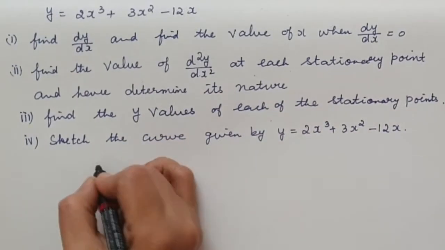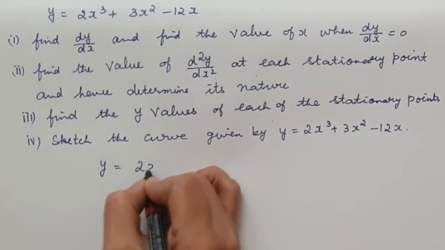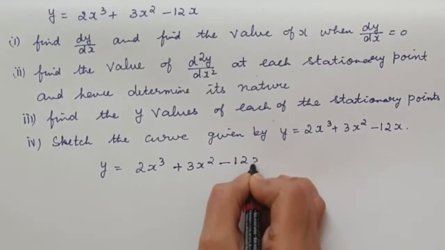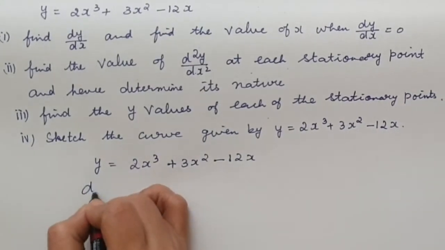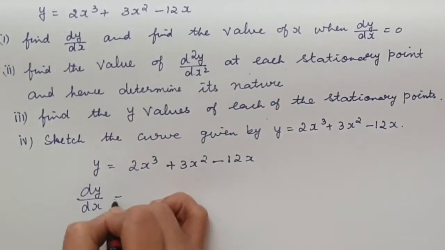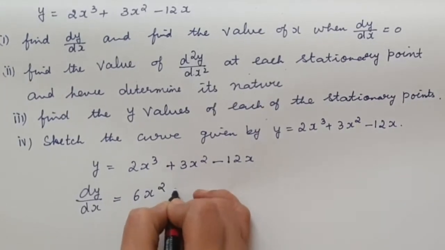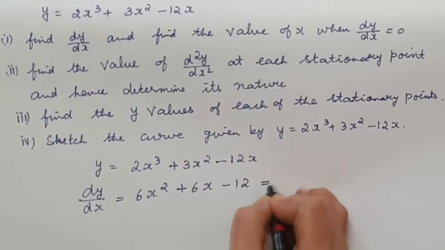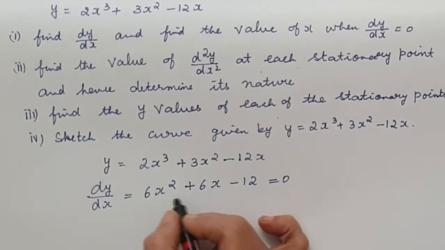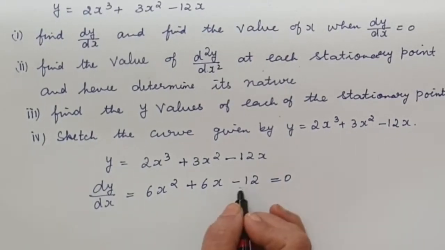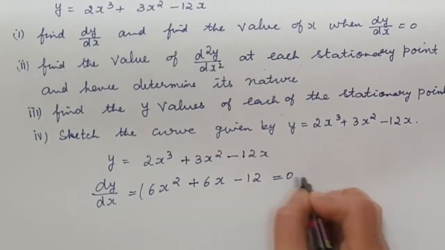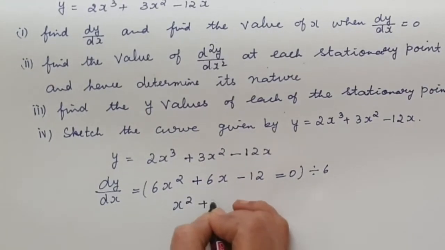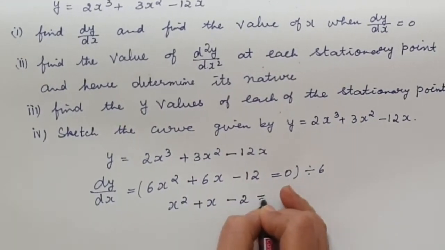Now our first part, y equal to 2x cube plus 3x square minus 12x. We need to find dy by dx and equate it to 0. dy by dx will be equal to 6x square plus 6x minus 12. dy by dx we equate it to 0. Every term is divisible by 6, so we'll divide the entire equation by 6. So we get x square plus x minus 2 equal to 0.